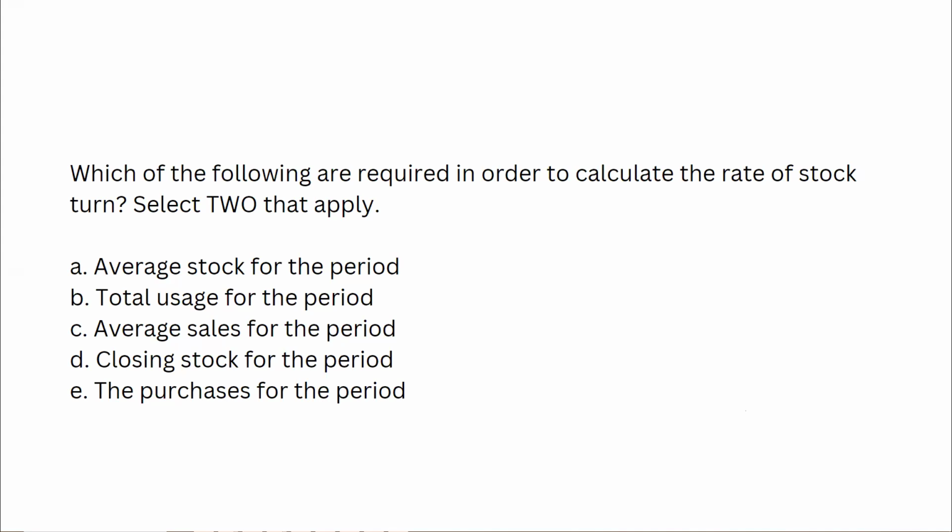The average sales and the average stock. Okay, why is this your answer? A and C. Yeah, it's supposed to be A and C. Okay, so do you have any explanation for this? So I chose A and C because it's the average sales, the sales that we have made for the period. And the average stock, it's the stock that we hold during the period.